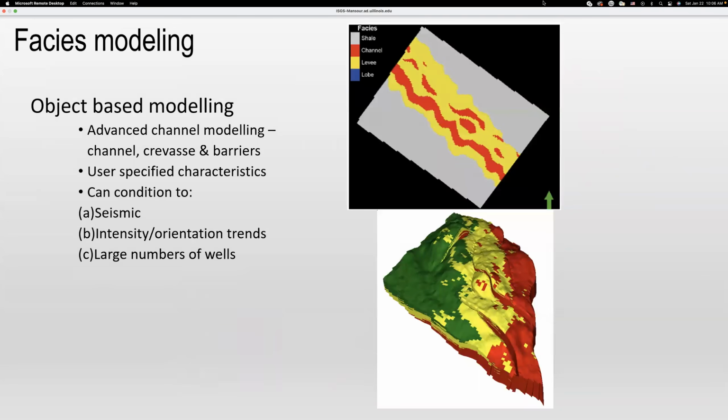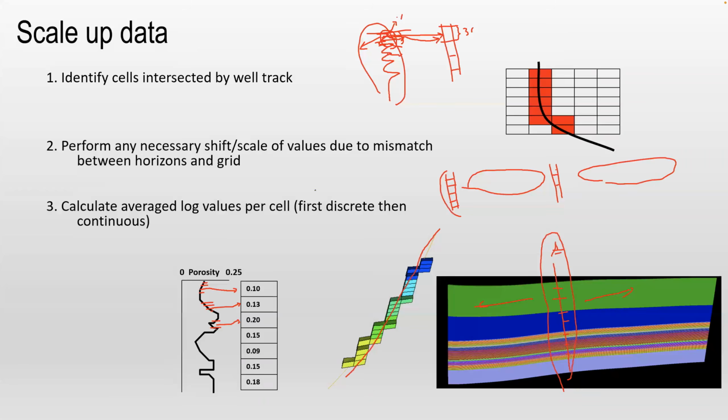Let's look at the other part. Okay, in the property modeling, you should interpolate or extrapolate the data between the wells. I will show you in the next slides.